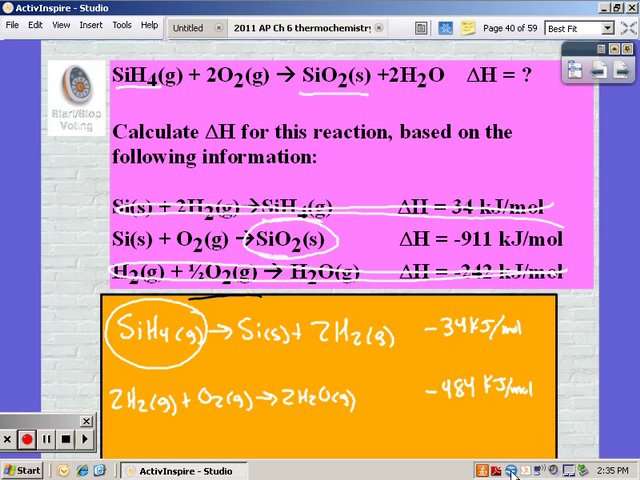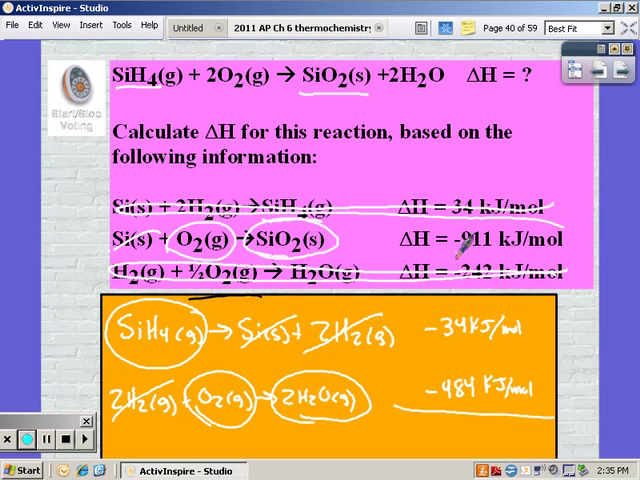Make sure everything else cancels out and that we're left with 2 oxygens like we wanted. So we have 2 oxygens on the reactant side, so those add up to give us the 2 that we wanted. And our hydrogens also cancel out. So we add the 3 equations up. And that's how we got negative 1429 kilojoules per mole.